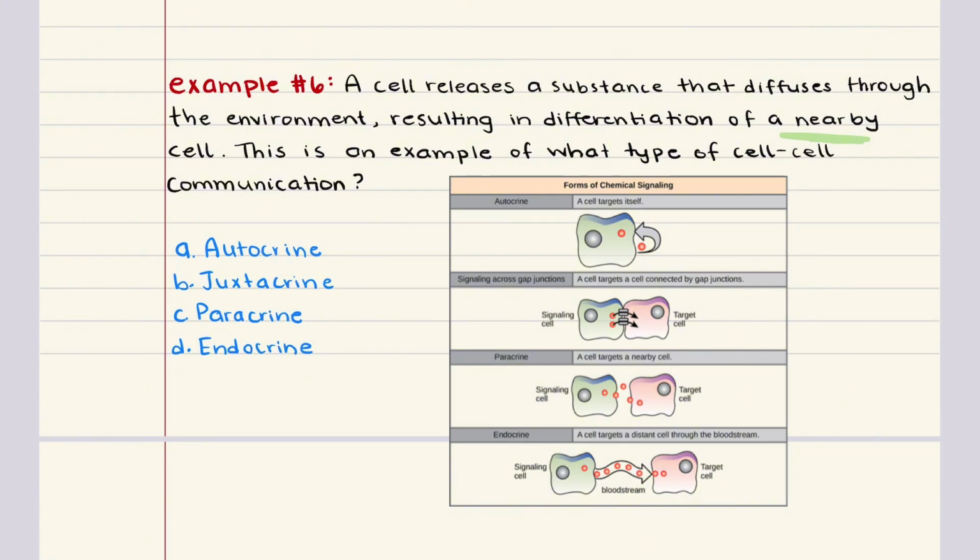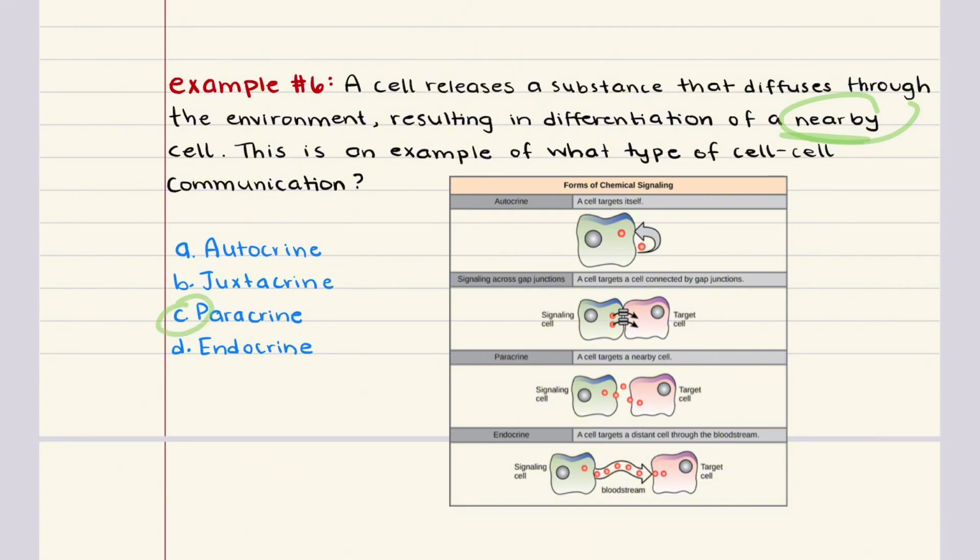And the key word here is nearby. That tells us that the signal doesn't travel far and it doesn't enter systemic circulation. This is exactly what defines paracrine signaling. In paracrine communication, a cell secretes molecules like growth factors, and these molecules act on neighboring cells. And this is really important in development where certain cells influence the fate of surrounding cells by secreting morphogens or differentiation signals that diffuse only short distances. So the correct answer here is going to be C.